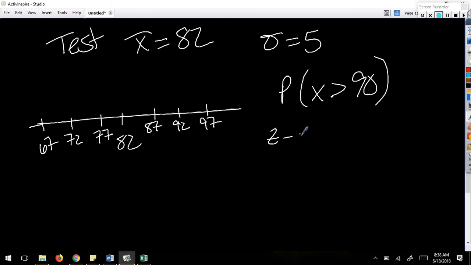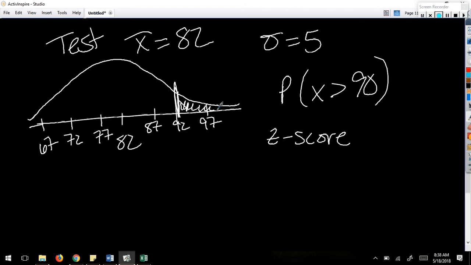A z-score. Okay. Now, here's what I want you to do as we go through these. I want you to sketch your curve out. Put your line and shade the way we're looking. So greater than, 90's about right here, and I'm going to shade this way. This is going to be important in just a minute. You'll see why. To find a z-score, since that's not a magic number, I have a little formula.